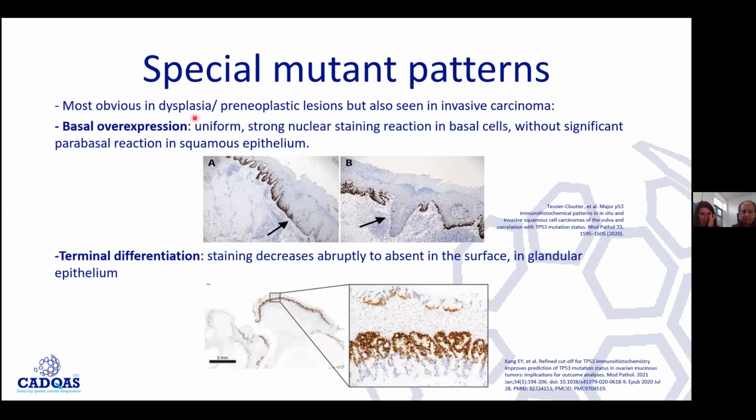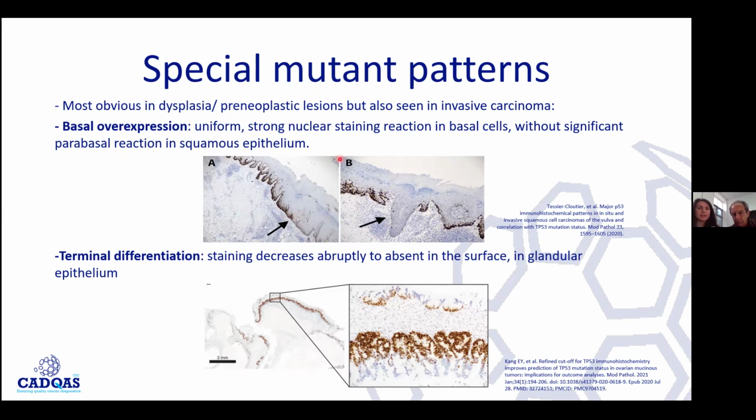Now, I kind of lost this slide on the way. It went down as I moved the slide in my presentation. But these are the two special mutant patterns that we need to recognize and not call wild type. I think that's the most important. One of them is basal overexpression. You see that a lot in actinic keratosis, but I like to put this because this is vulvar differentiated intraepithelial neoplasia. This is from a paper that looked into these lesions.